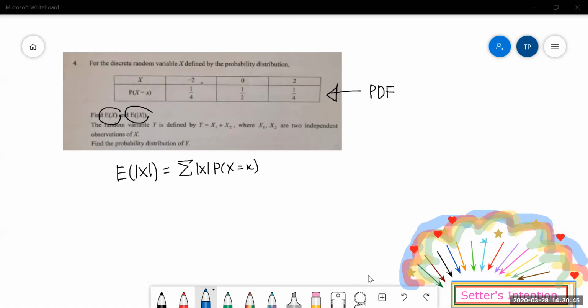Okay? Okay, next up. The random variable y is defined by this, where x1 and x2 are two independent observations of x. What do I mean by independent observation of x? Although they are independent, they still follow this table. The probability will still follow this table.